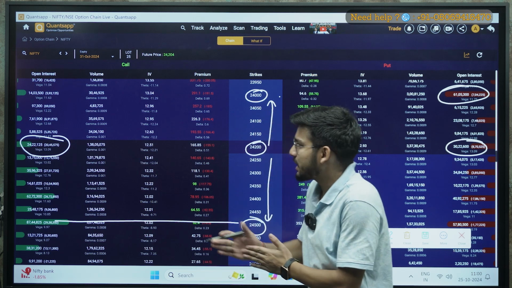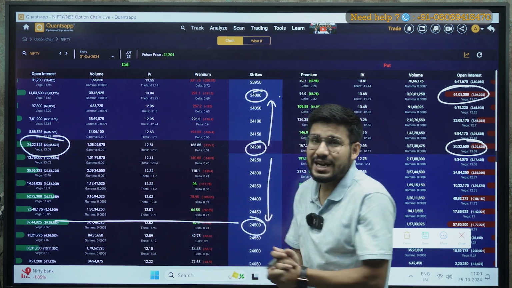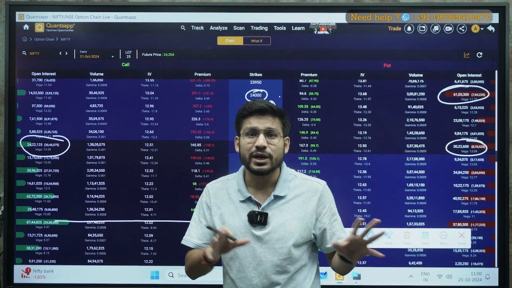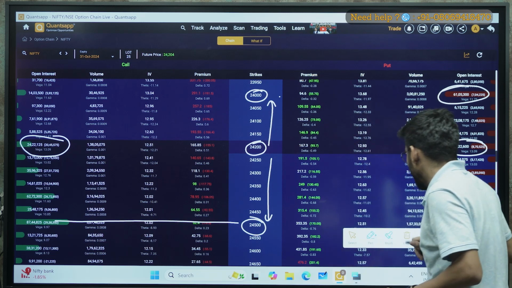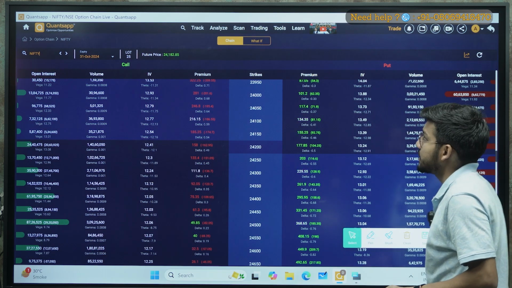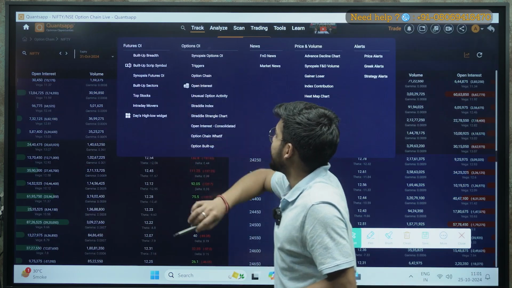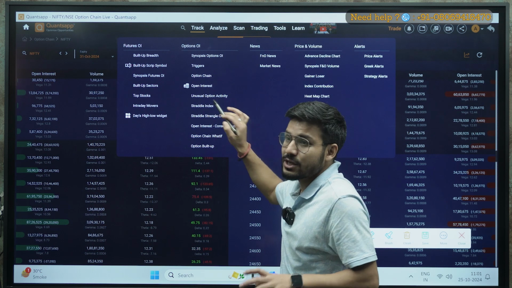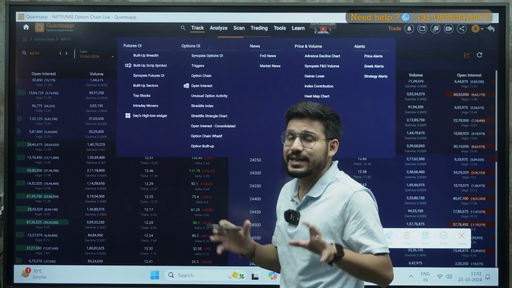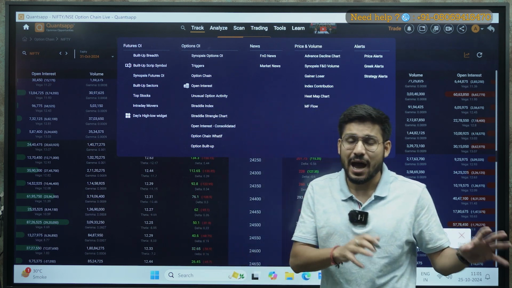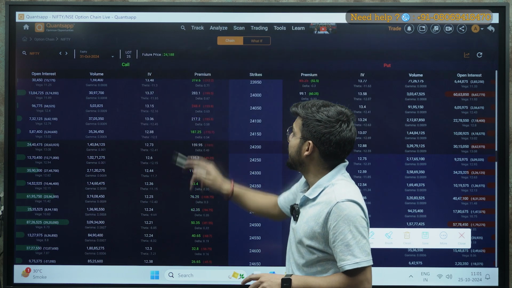Now it will be a little confusing for you to see all this, so let's sort this open interest out. We have another feature here, so let me introduce you to that. You have to go to the track section and we have the open interest. Here you will find all the activity that is happening in the open interest, right? So we will be opening it.